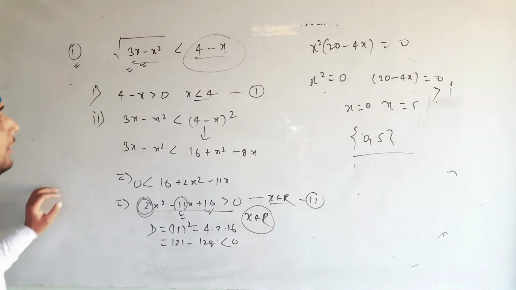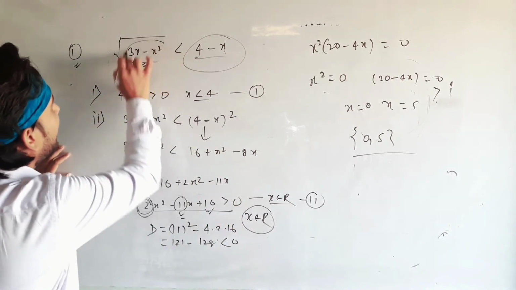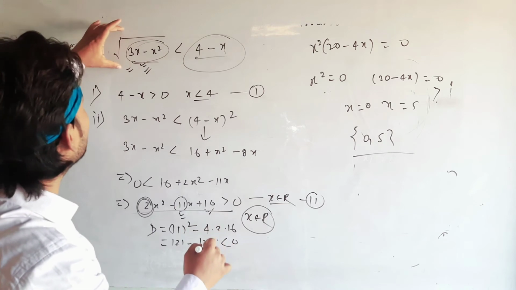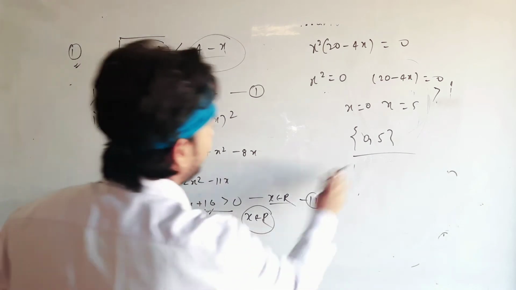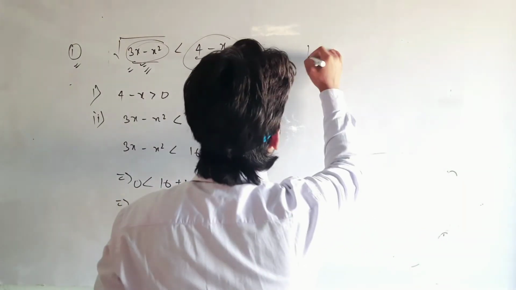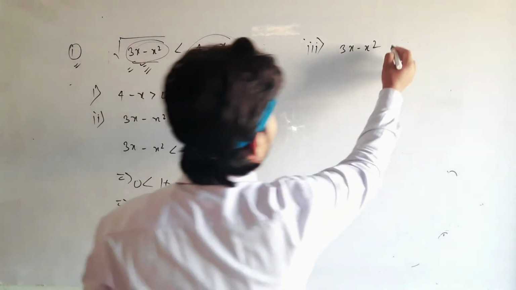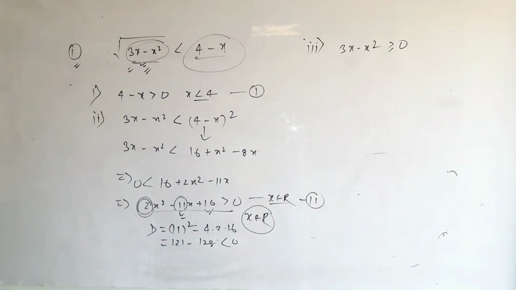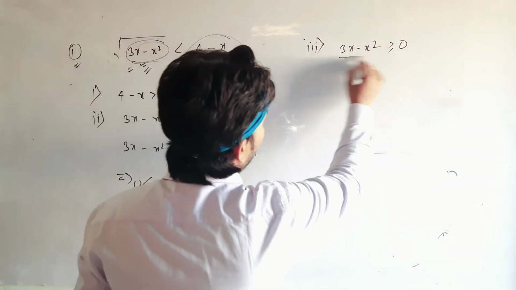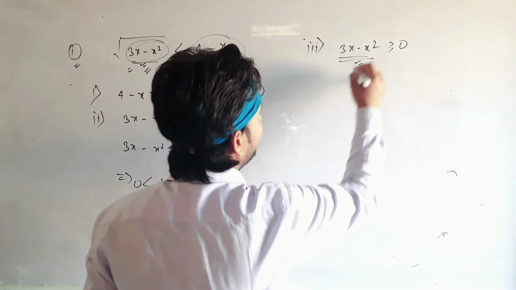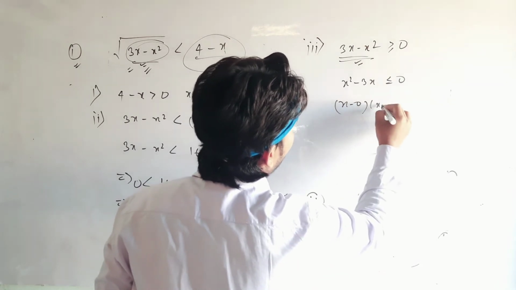And you have to define the square root also, because if it is negative, there is no meaning of a square root of any expression being less than 4 minus x. That's okay now? Okay, it means the third condition will be 3x minus x square is greater than or equal to 0. And I have taught you that you have to first make the coefficient of x square positive here. x square minus 3x less than or equal to 0, and this is x minus 0 into x minus 3 less than or equal to 0.